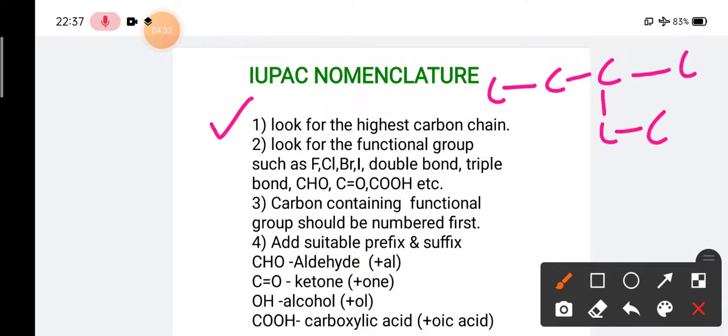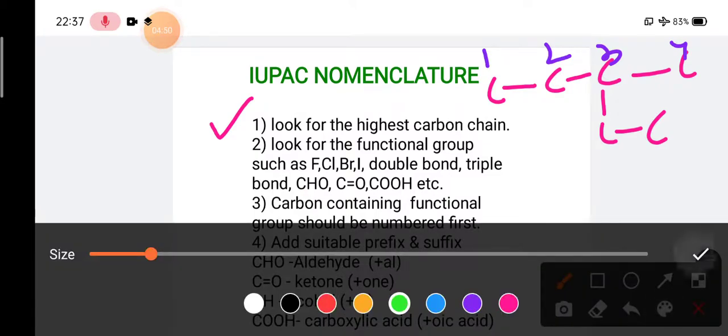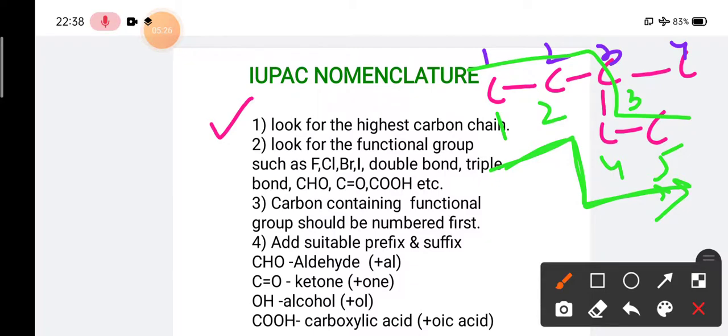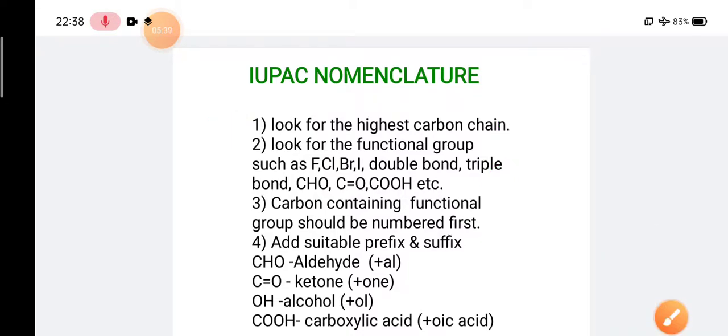Here you can see, if we number the carbons from here, the count will be 1, 2, 3 and 4. So if we go from here to there, we get only 4 carbons. But if we go 1, 2, 3, 4 and 5, then we get 5 carbons as the highest carbon chain. The chain where the number of carbons is highest will be the main chain. If we go this way we get only 4 carbons, but when we go this way we get 5 carbons. So we can take this as our main carbon chain, the highest carbon chain. This is how to do the first step of IUPAC nomenclature.